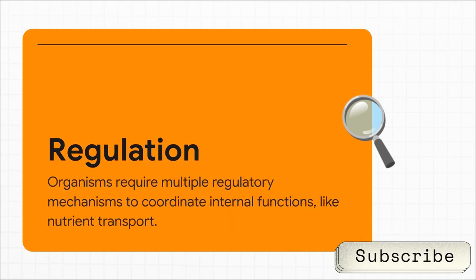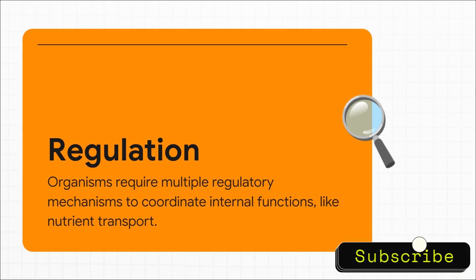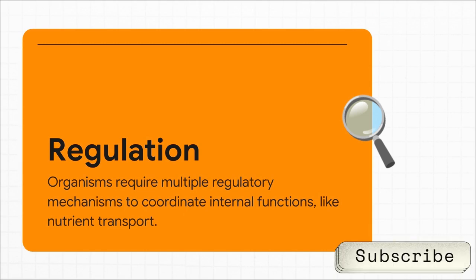Next up, number 5, regulation. Think of this as the master control system inside an organism. It's all the complex stuff happening behind the scenes to make sure nutrients get where they need to go, blood keeps flowing, and toxins get filtered out. It's a constant, mind-bogglingly complex juggling act.